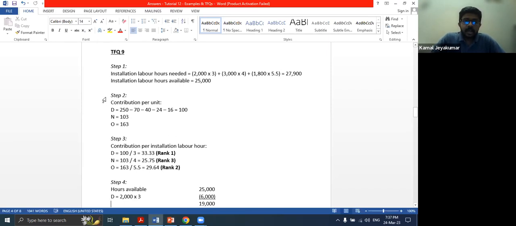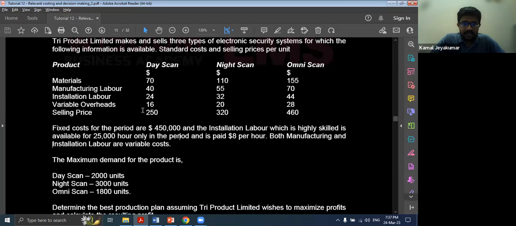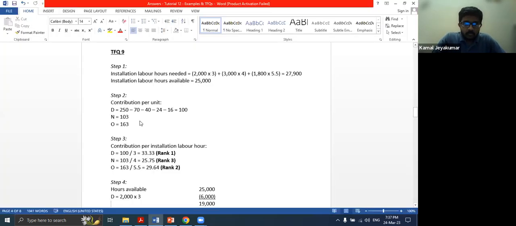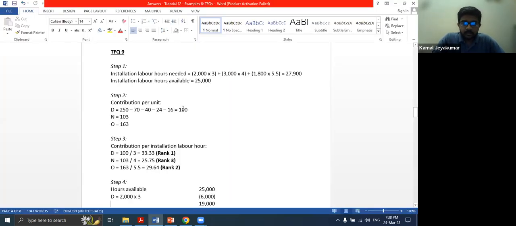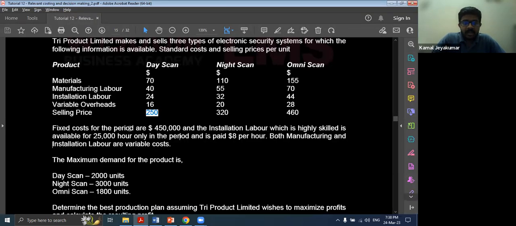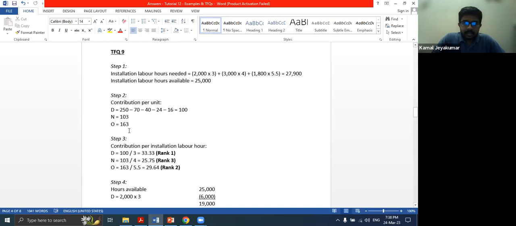So for that, we are going to calculate the contribution per unit for each product, right? You take the selling price and you deduct all your variable costs, right? So that is what they have done here. 250 minus all of these costs for your Day Scan, that is $100 per unit, and for Night Scan 103, and for OmniScan that's 163, right?